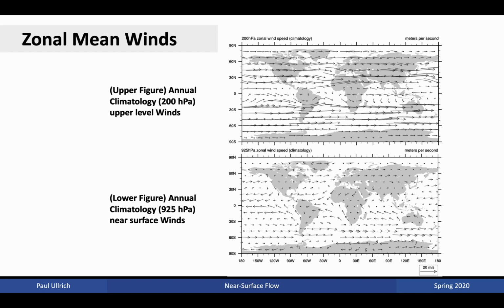If one compares these wind barbs with the previous diagram showing pressure, we'll see pretty good correspondence between the locations of these high-pressure centers and the circulations in the flow.